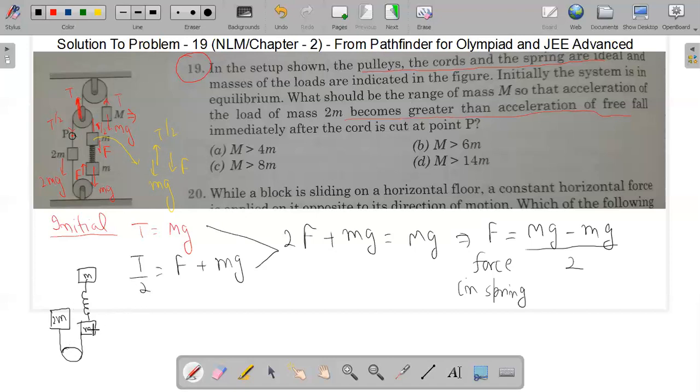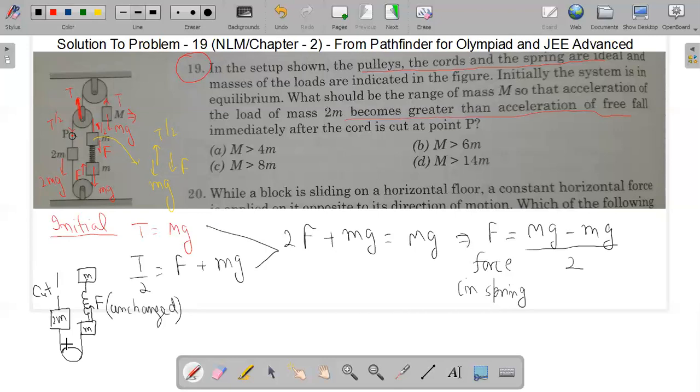The concept behind this question is that when the string on the 2m mass side is cut, the force which was present in the spring is unchanged. That is the main, key concept of this question.